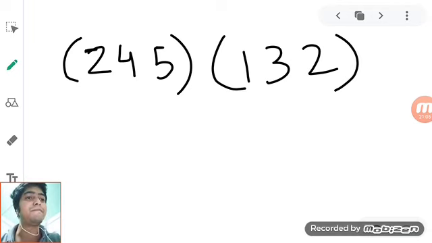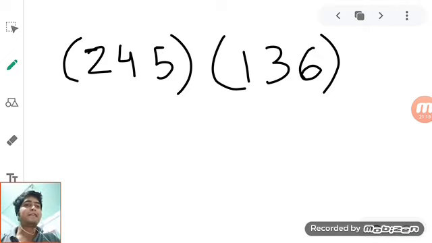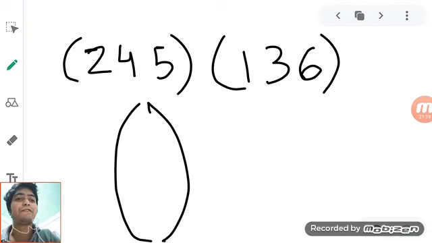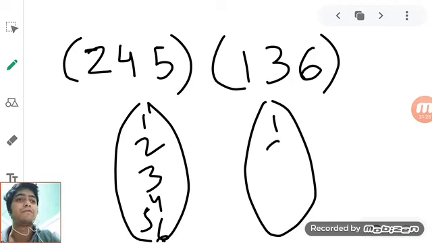Suppose you are having this one. So sorry, 1, 3, 6. Okay, so let's have this. If we have to draw the diagram for this, we will again have 1, 2, 3, 4, 5, 6 and 1, 2, 3, 4, 5, 6 in set B.